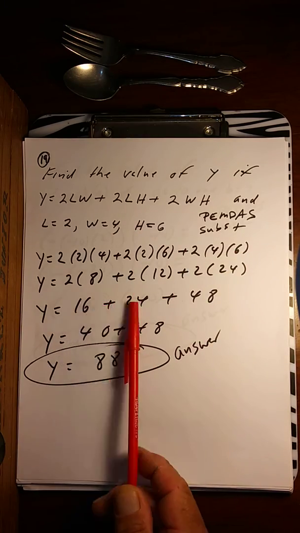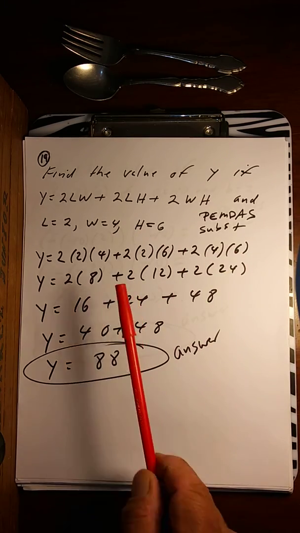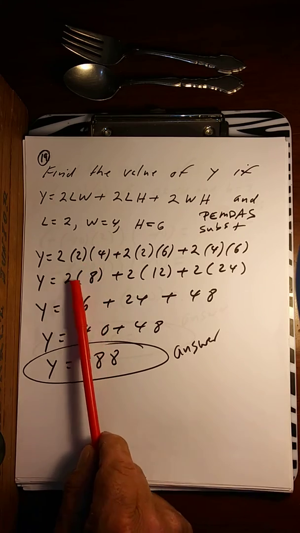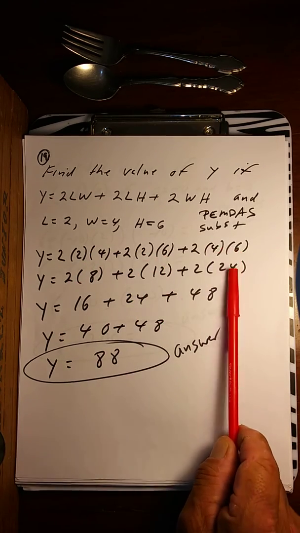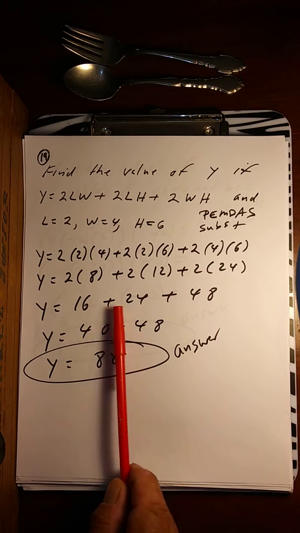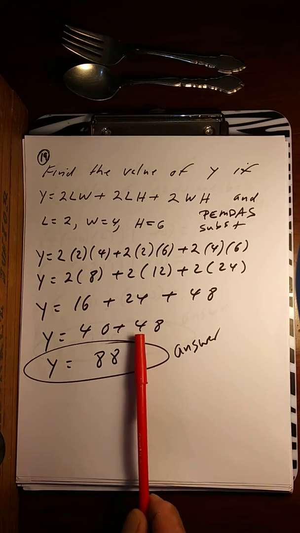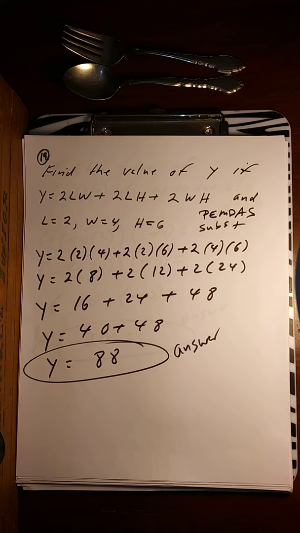So now multiply the numbers out. We have 4 times 2 is 8, 8 times that 16. That's going to be 12, 12 times that 24. That's 24, 24 times 2 is 48. This is going to be a 40 plus 48. The answer is 88. This would be like the surface area of a rectangular box.